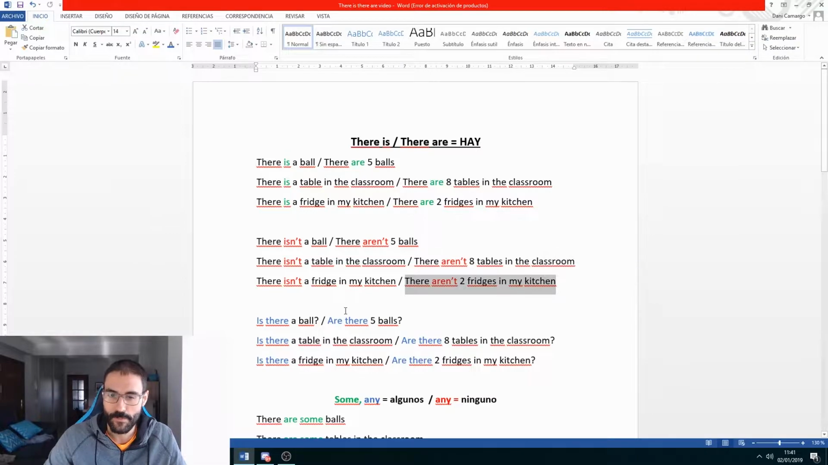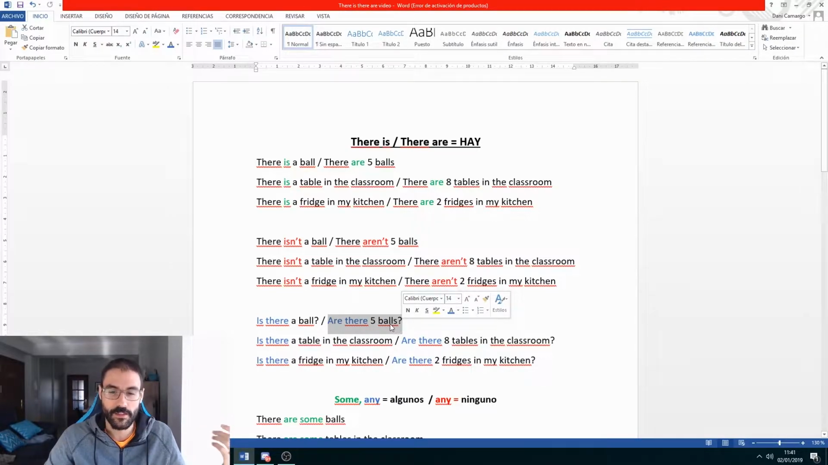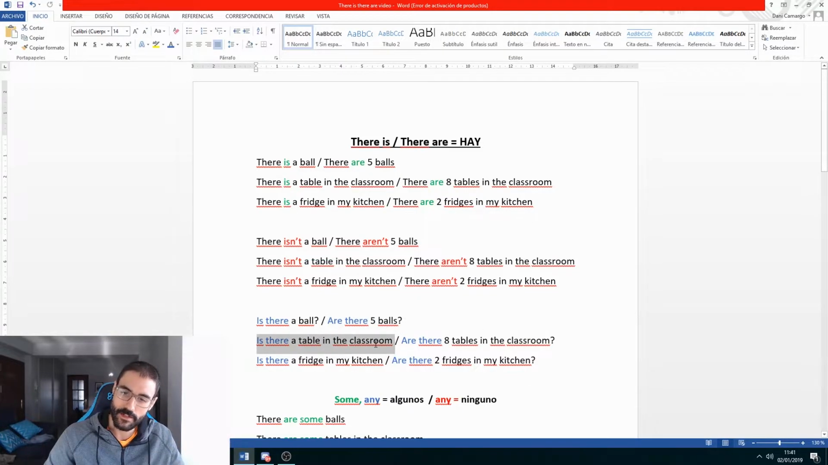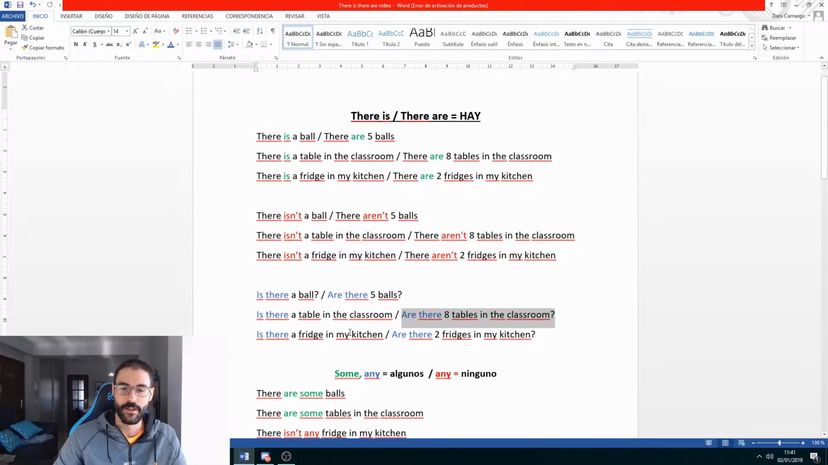That's for the negative. And now for the interrogative, okay, remember that when we use the verb to be, you switch the positions of the verb and then we ask, is there a ball? ¿Hay una pelota? Are there 5 balls? ¿Hay 5 pelotas? Is there a table in the classroom? ¿Hay una mesa en la clase? Are there 8 tables in the classroom? ¿Hay 8 mesas en la clase? Is there a fridge in my kitchen? Are there 2 fridges in my kitchen? Okay, it's super easy. Okay, that's for the is and the are.